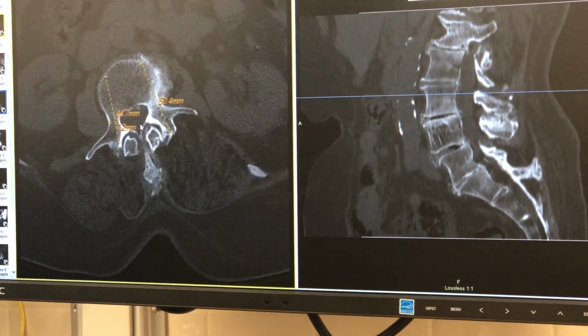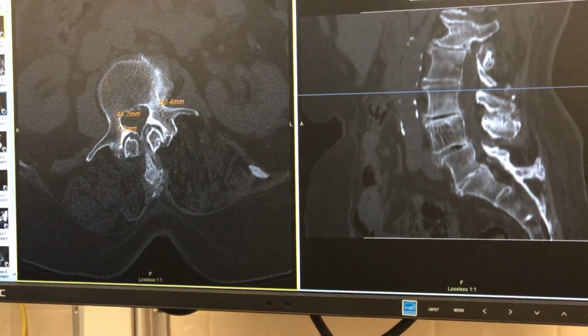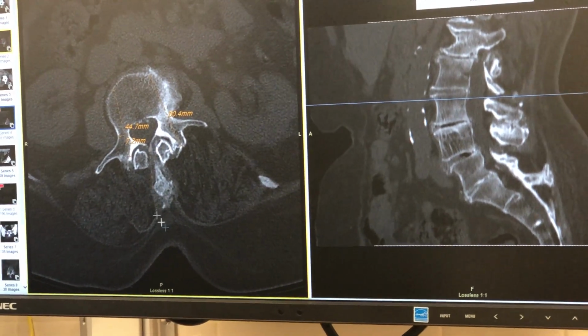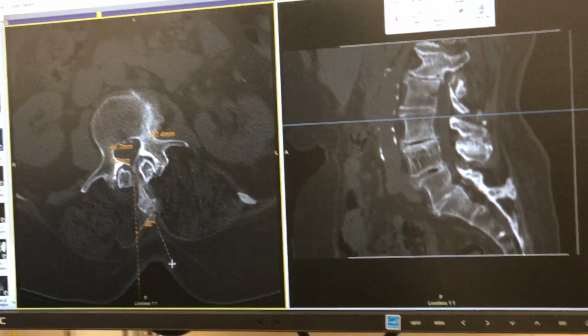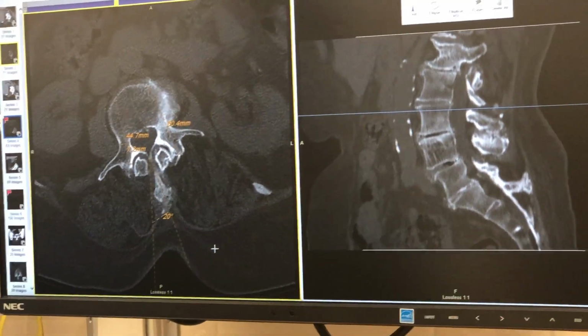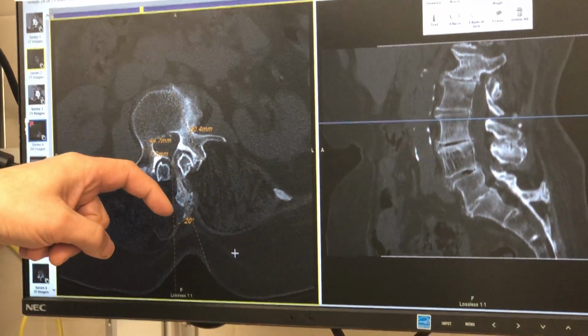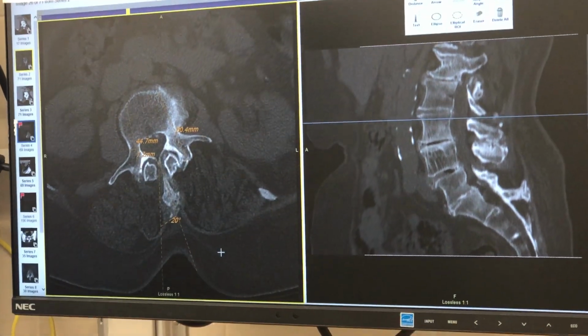one going down, about 20 degree torsion, and the spinous process is turning to the left.